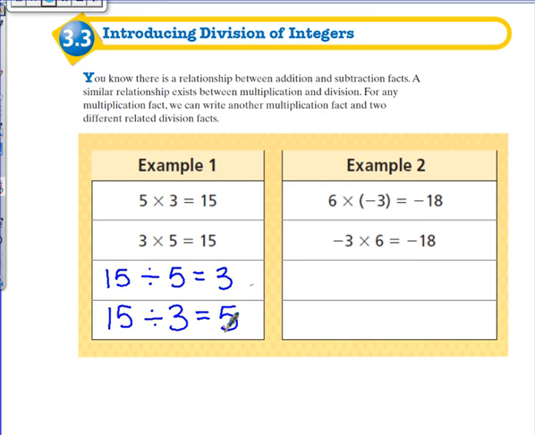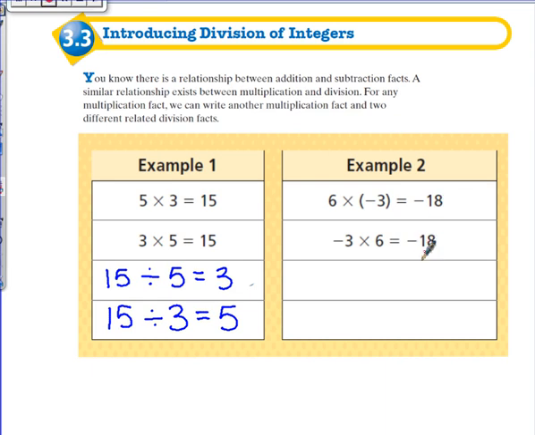Now we're going to do another example where we have one positive and one negative. Again, we have two multiplication problems. We have positive 6 times negative 3 is equal to negative 18. Then they switch it around. We have negative 3 times positive 6 is equal to negative 18. So, just like before, we have to use our product, which is the answer to the multiplication problem, and we have to start off with that.